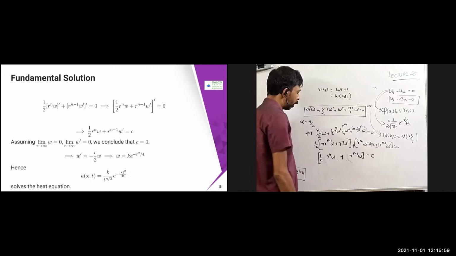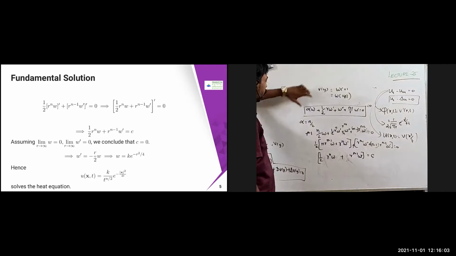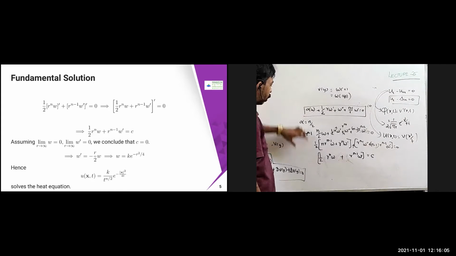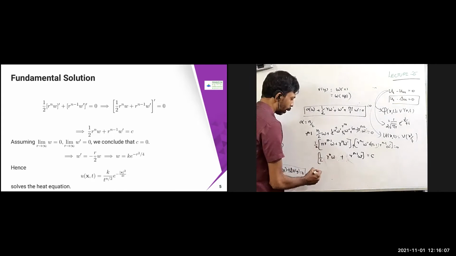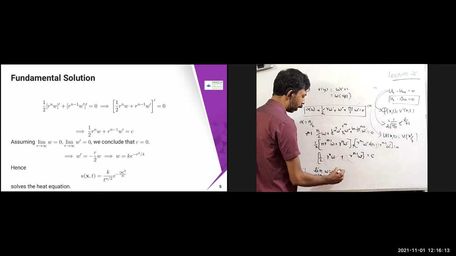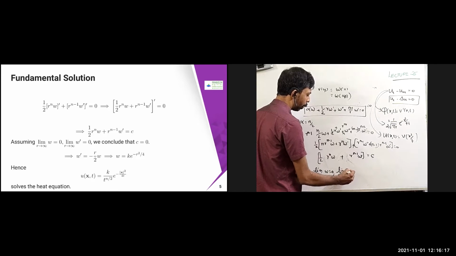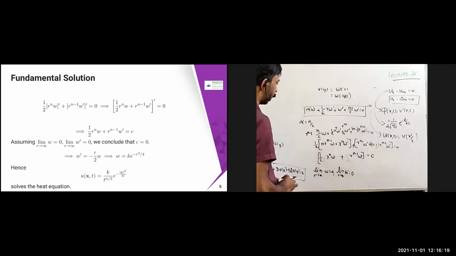Okay, so there are several assumptions I have made. One is radial, and then I have assumed alpha equal to n by 2. Now, one more assumption I'm going to make: suppose the limit as r tends to infinity of w equals 0, and the limit as r tends to infinity of w dash is going to become 0. These two assumptions I'm going to take.